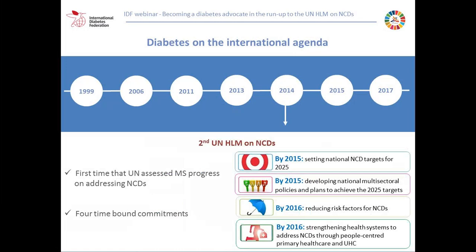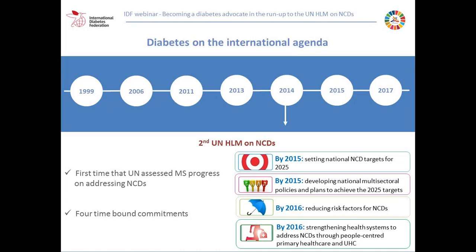So we had the first high-level meeting in 2011, and the first time that the commitments were revised was in 2014. So in 2014, the second UN high-level meeting on NCDs took place. It was the first time that the member states were assessing the progress that the countries had achieved on addressing NCDs and diabetes. And the result of this high-level meeting was an outcome document that outlined 4 time-bound commitments.